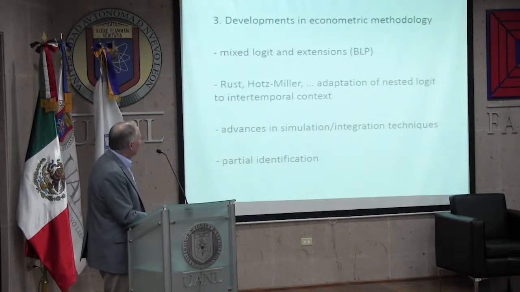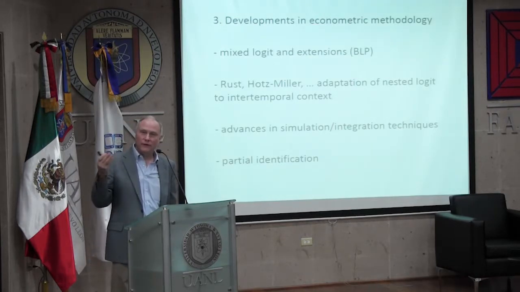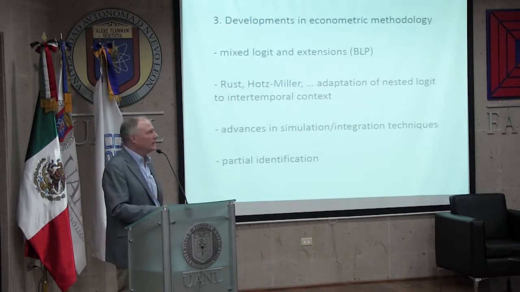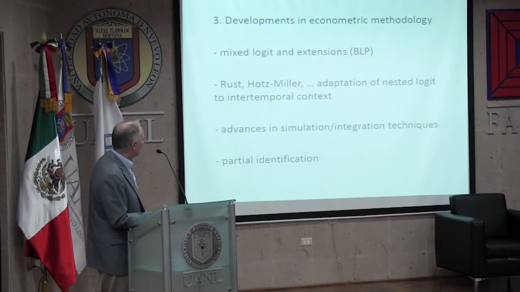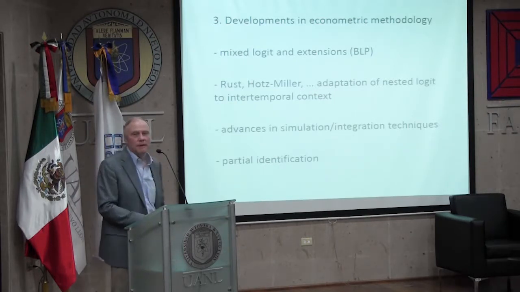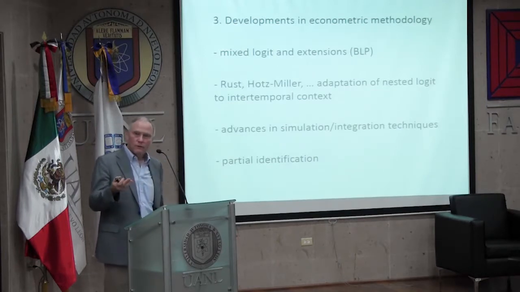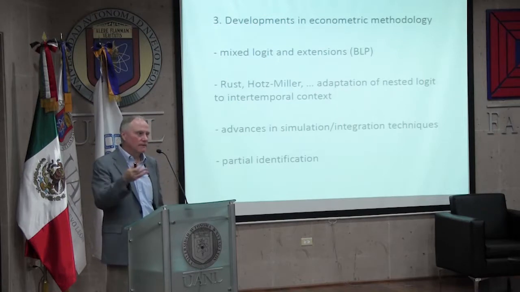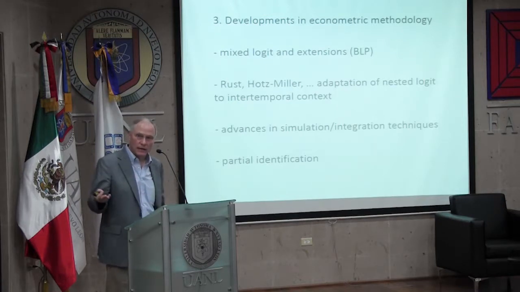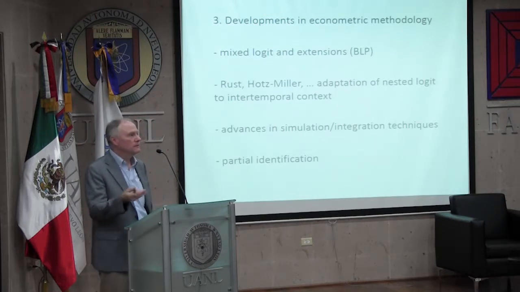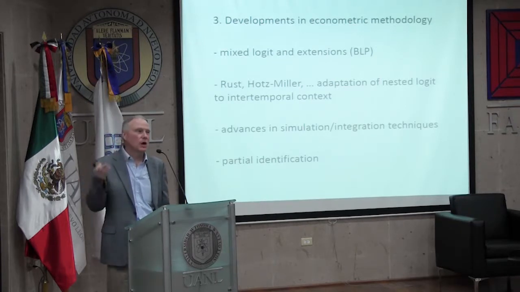A third thing that's gone on is developments in econometrics. So econometrics has actually made some progress relative to the 1980s. Mixed logit and extensions give rise to the BLP model. So that's a model where it's pretty straightforward to model consumer demand with a lot of heterogeneity, and it's still an all-causes model. So it's still a model that you can generalize beyond the data you have.